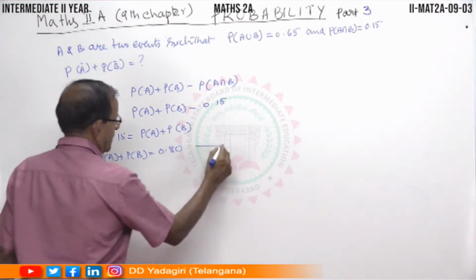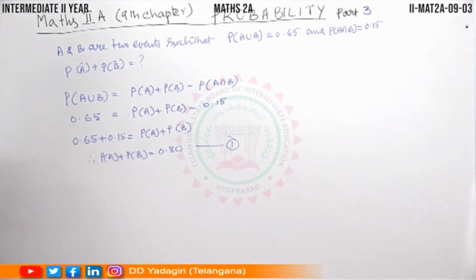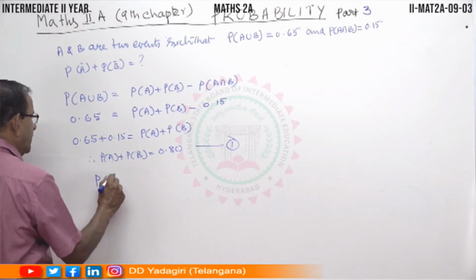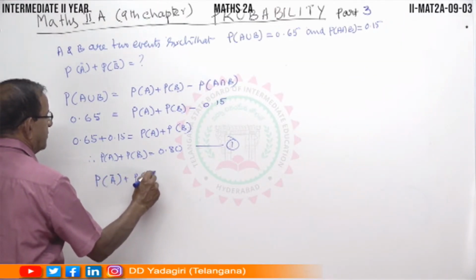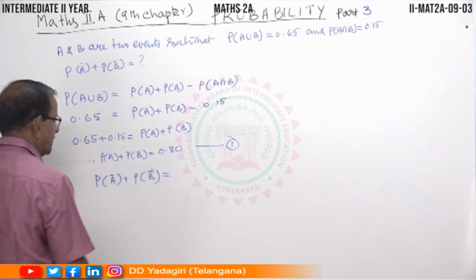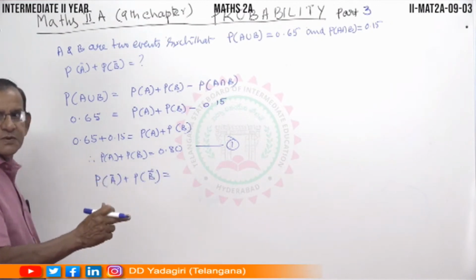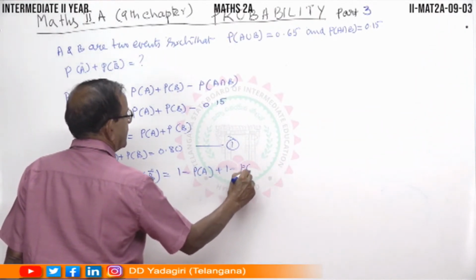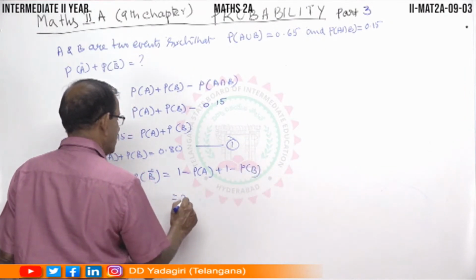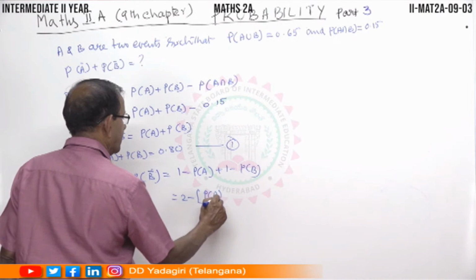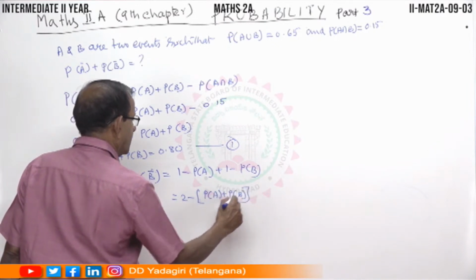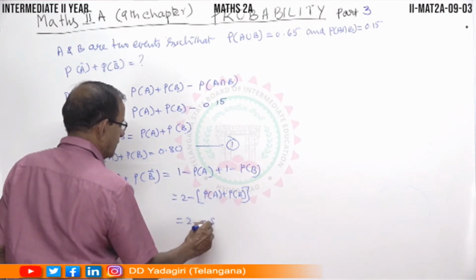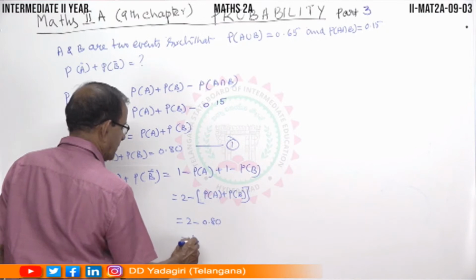We have to find out the value of P of A complement plus P of B complement. P of A complement plus P of B complement is equal to P of A bar, which is nothing but 1 minus P of A, plus 1 minus P of B. So this is 2 minus P of A plus P of B. So this is equal to 2 minus 0.80. So this is 1.20.